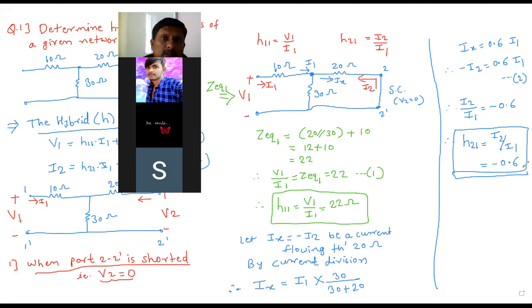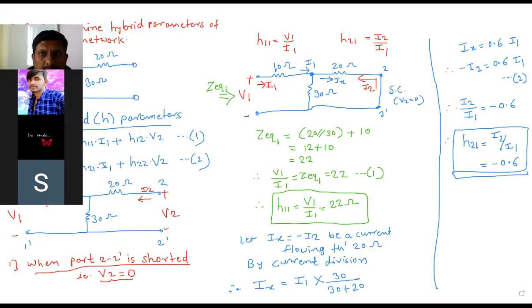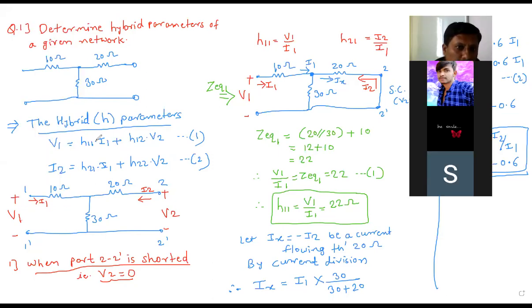Okay, so this half part we have completed. Next we have to put I1 equal to 0. I1 equal to 0 means the first port you keep open, as it is. I will give the hint, and you can take it as homework and complete it. So keep this first port open. Next, H12 and H22 you can get. H12 is V1 upon V2 and H22 is I2 upon V2.